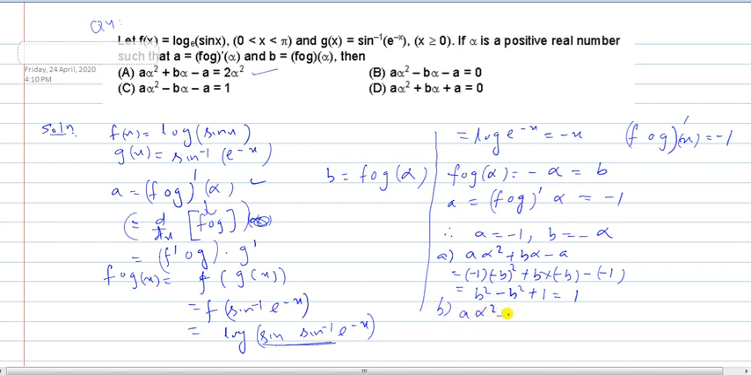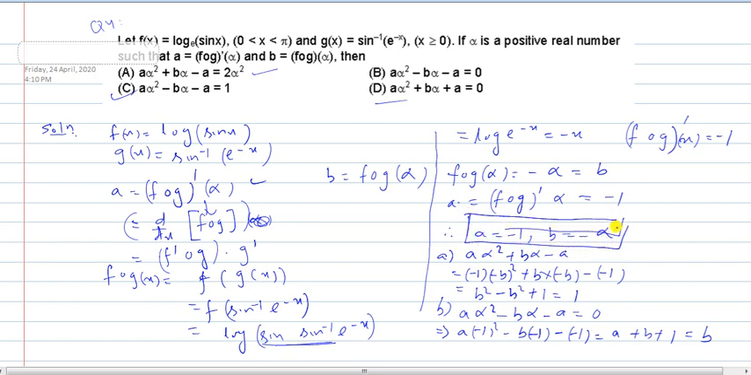Now let me test option b: a alpha square minus b times alpha minus a equals 0. So in place of alpha I will write minus 1 whole square, minus b into alpha is minus 1, minus a is minus 1. So let us test it. This is a plus b plus 1. I am getting no clue over here. A equals minus 1, and this is equal to b only. So I am not getting anything, so this is also not the correct option. Similarly, you test option C and option D by putting a equals minus 1 and b equals minus alpha. So this question is left to you.